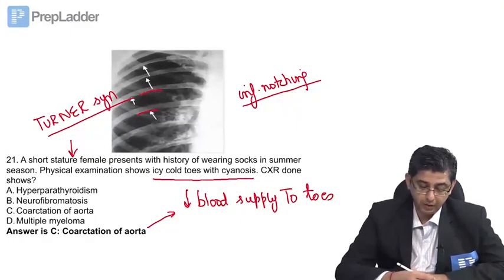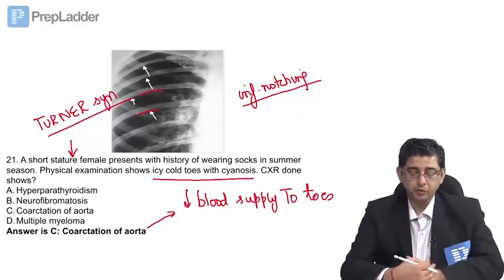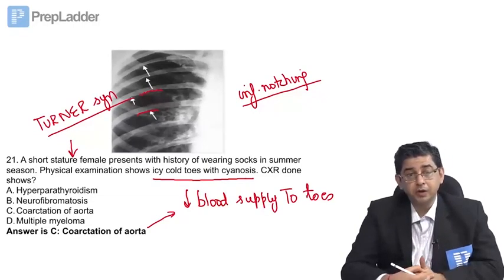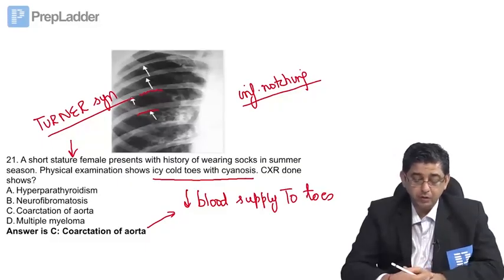Why is the answer not hyperparathyroidism? Because in hyperparathyroidism you would rather have symptoms of abdominal pain, you would have metastatic calcification, and most importantly you would have notching of both the superior and the inferior border of the ribs.